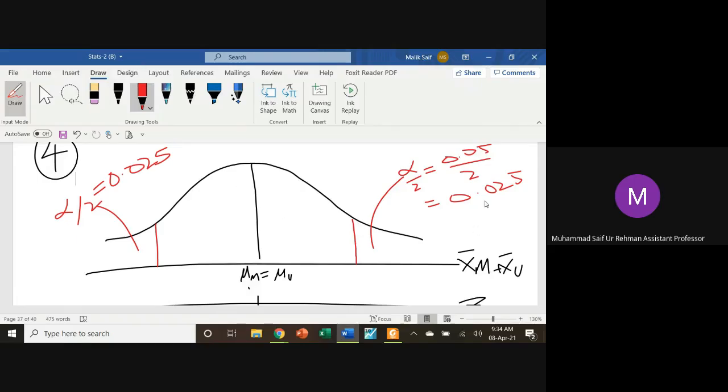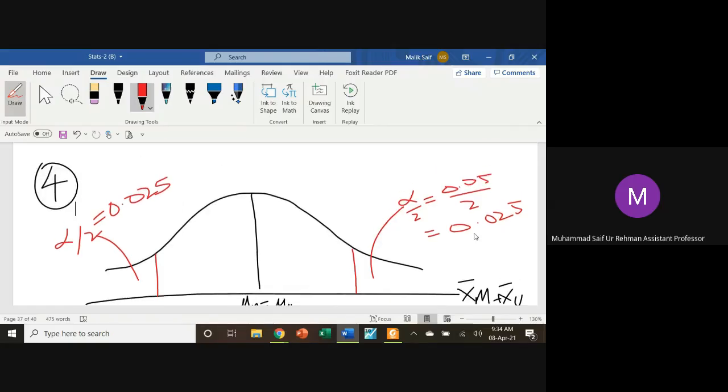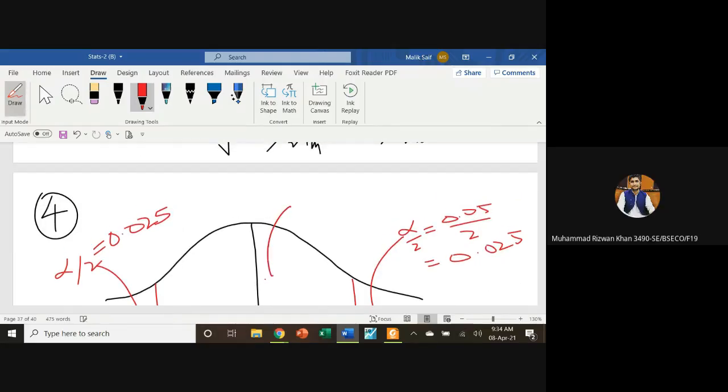So now take this value into your account and subtract this value from 0.5. When you subtract this value from 0.5, you will have the share of this area. So what is this area? 0.475, sir. 0.4750. So locate now this value. Definitely this side again will be 0.4750. Both sides will be 0.4750.